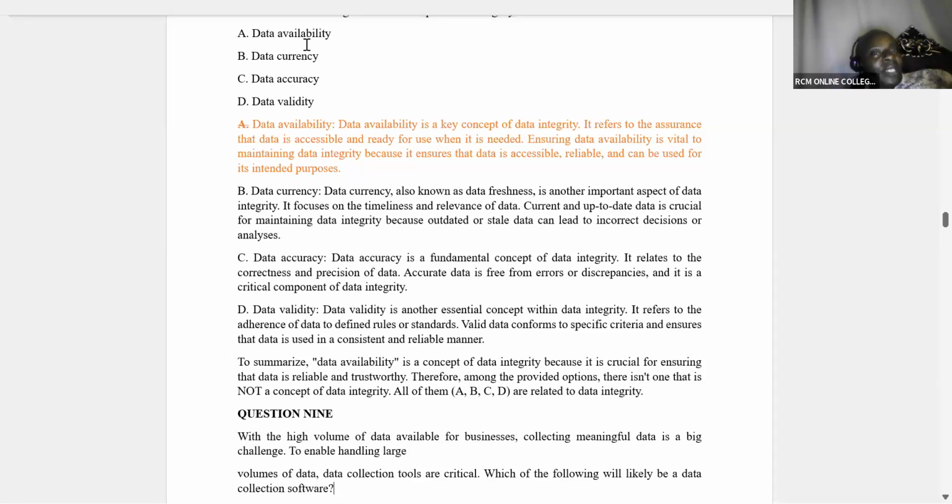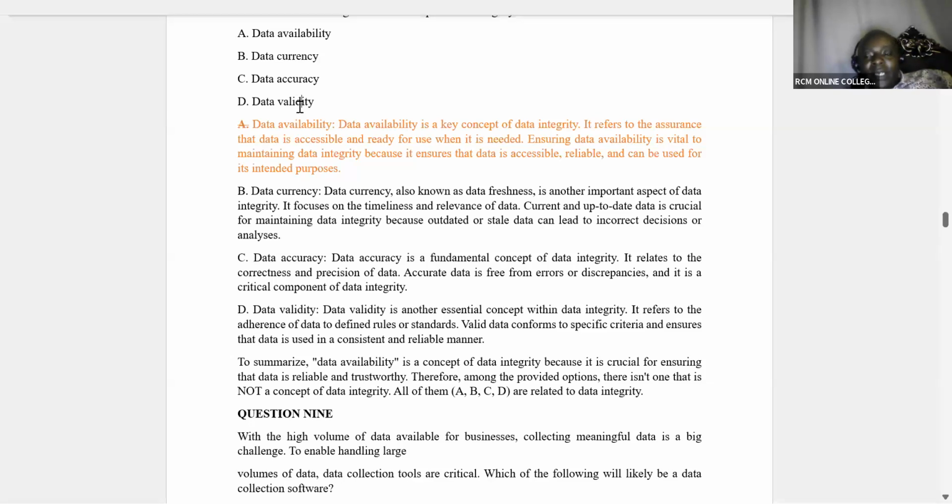But at the end of the day, ladies and gentlemen, the ones that are very connected to data integrity, we have currency, accuracy, and what here? Validity. Availability features nowhere under data integrity.